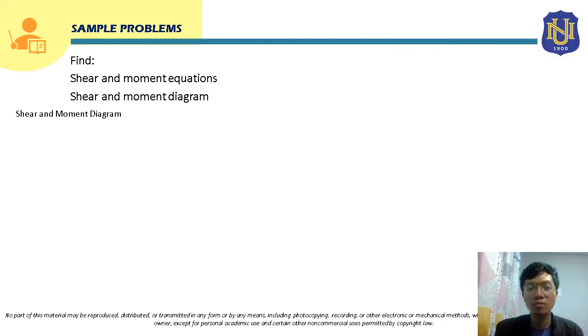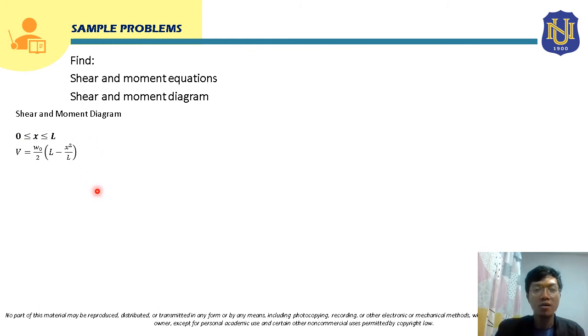Okay, now the shear and moment diagram can be obtained by plotting the shear and moment equations that we derived from the previous slide. For the shear equation, class, we are going to use this shear equation. It is applicable at any distance x from 0 to L. So if x is equal to 0, we are going to solve for the corresponding shear force at x equal to 0.